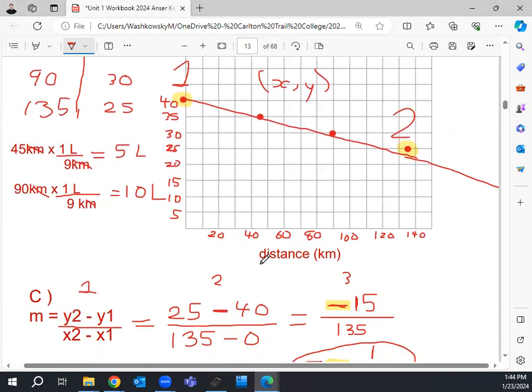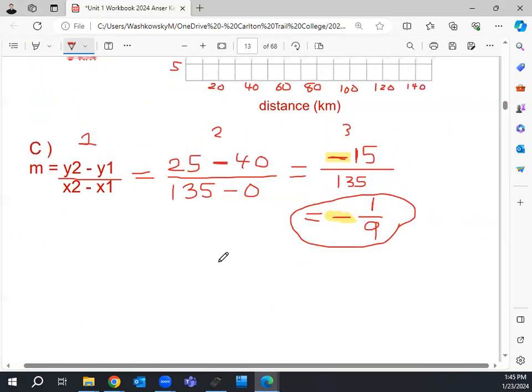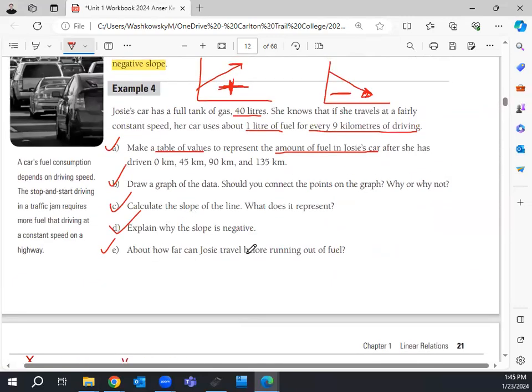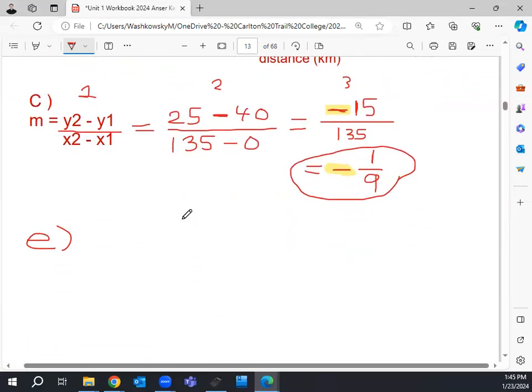So instead, you could use algebra for this. Question E is asking, how far can Josie travel before she runs out of fuel? Here's what I know. I know this person's fuel mileage: it's 9 kilometers for every 1 liter. I also know how much fuel is in her car. Remember, these two fractions need to keep the exact same ratio because they're following that same slope.